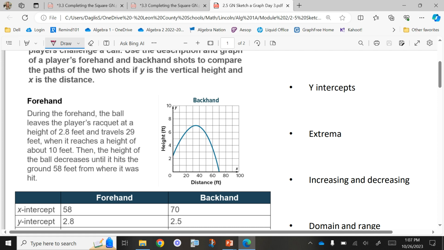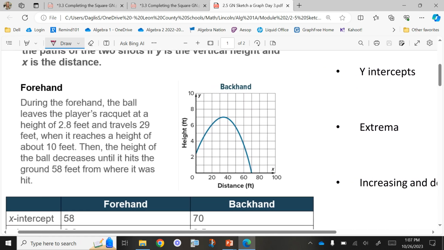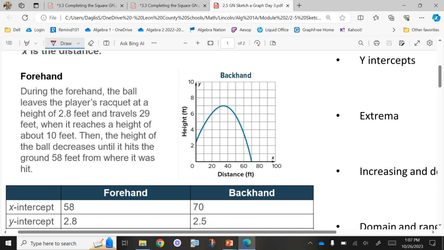So the ball leaves the player's racket at a height of 2.8 feet. So 2.8, I'm going to put it right about here, close to that line, but not quite. It travels 29 feet when it reaches a height of about 10. So it's going to have an x of 29 and a y of 10 as the maximum height. So 29 and 10 is going to be about right here. And then it hits the ground 58 feet from where it started. So here is 60, and 58 feet would be a little bit before.